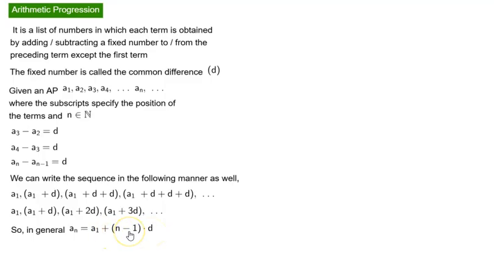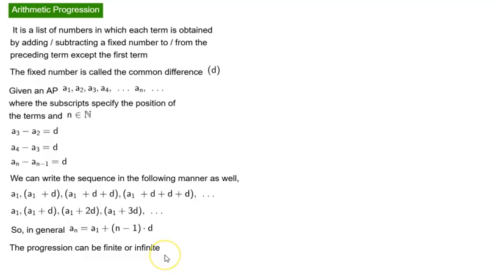So how did this n minus 1 come? Because if you notice here, for the first term, we don't require the common difference. There is no D here. In the second term, we have 1D. In the third term, we have 2 Ds. In the fourth term, we have 3 Ds. That means we have 1 less than the position. So that is why n minus 1 D.